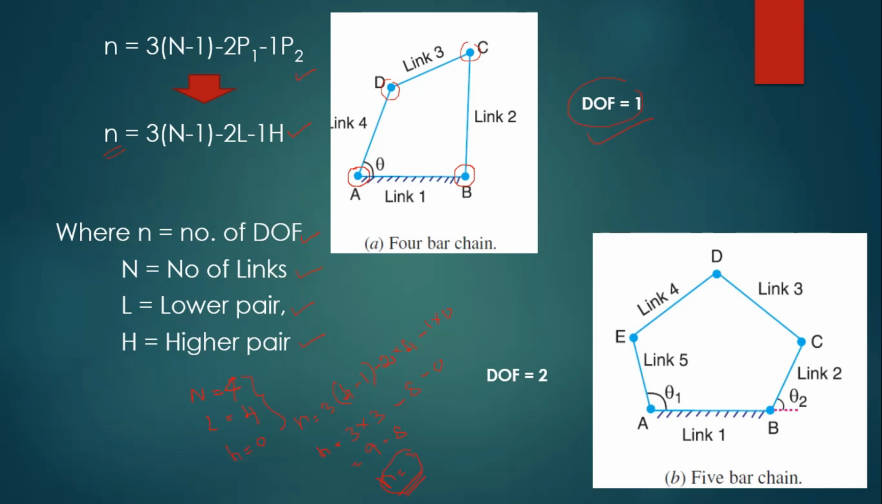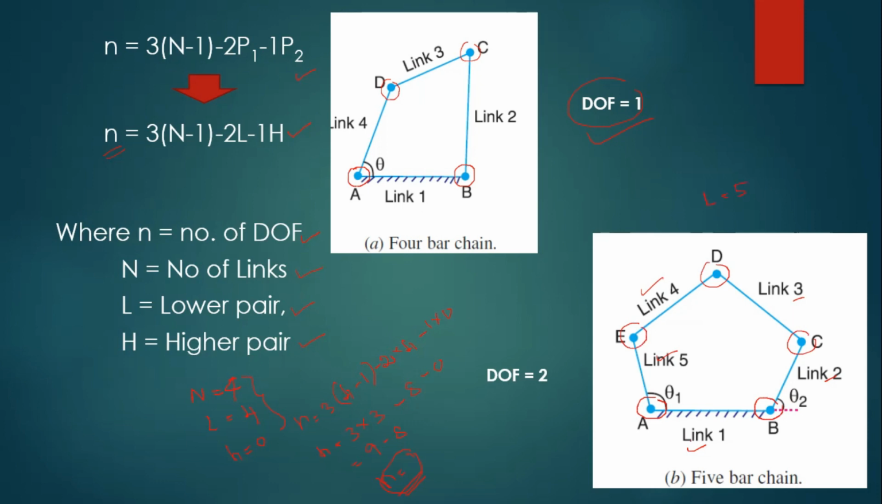Then now let us take the second example. So, here 5 links are there, link 1, link 2, link 3, link 4 and link 5, totally 5 links are there, right. So, 5 links, 5 pairs. So, this is point A, one pair, because link 1 and link 5 both are joined at point A. This is one lower pair, and B is another lower pair, C is another lower pair, D is another lower pair and E is another lower pair. So, totally 5 lower pairs are there. So, L which is equal to 5.